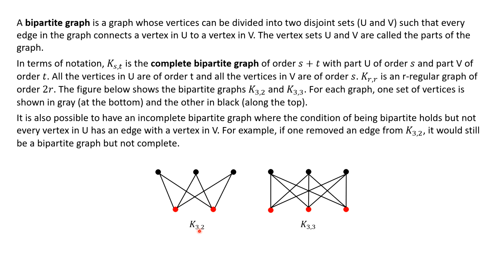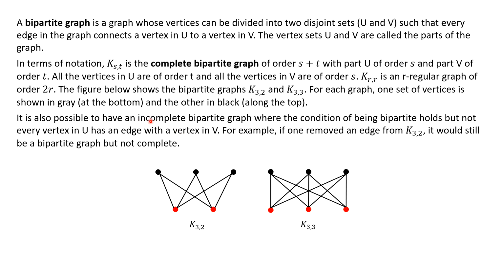So this is called K_{3,2}. The 3 and the 2 refer to the number of elements in U and the number of elements in V. And then this is K_{3,3}. You just have 3 elements in U and 3 elements in V. These are known as complete bipartite graphs. You could have 5 and 7 or any two positive integers for the number of elements in U and V. So these are just two examples.